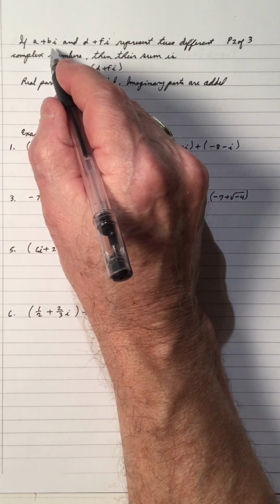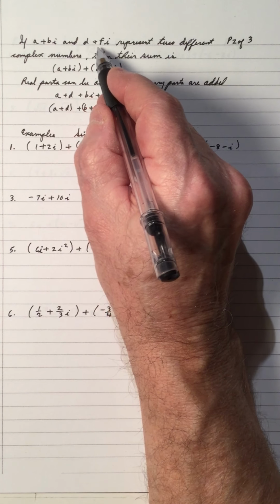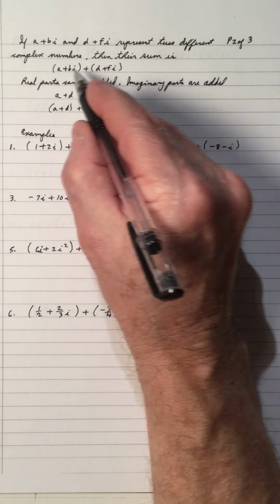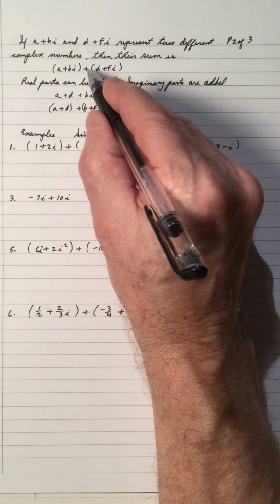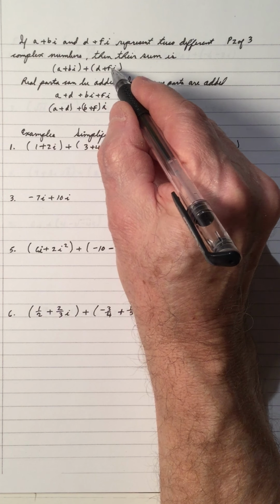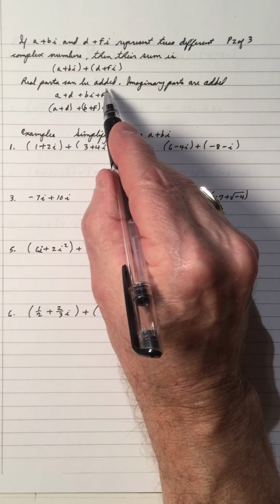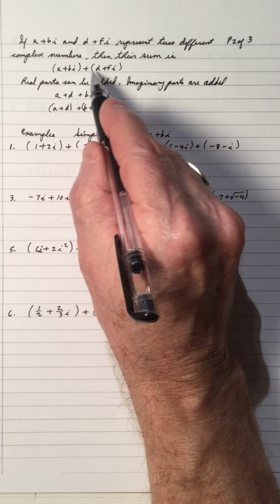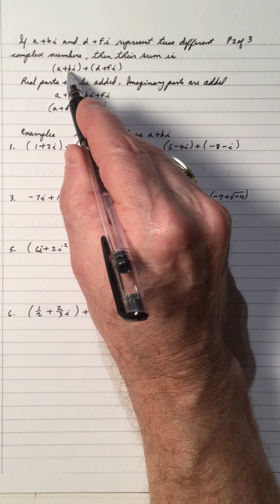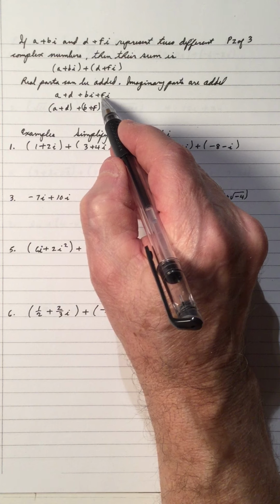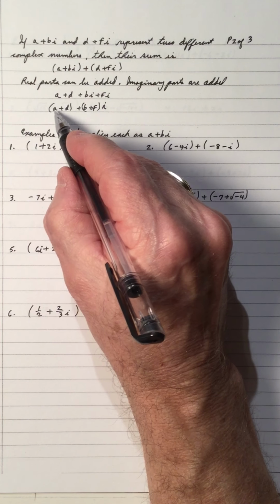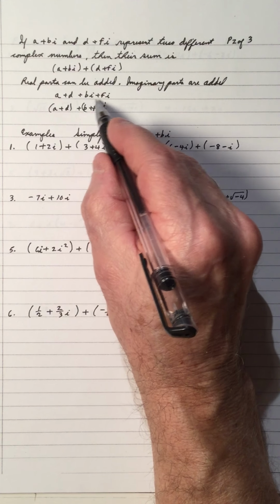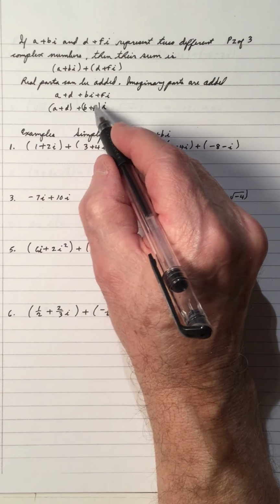If a plus bi and d plus fi represent two different complex numbers, then their sum is a plus bi added on to d plus fi. The real parts can be added, the imaginary parts can be added. So you take the real parts, which is a and d, put them together. You take the imaginary parts, bi and fi, and put them together. And then you add up the a and the d, and you add the b and the f with the i. What I did is you factored out the i here.